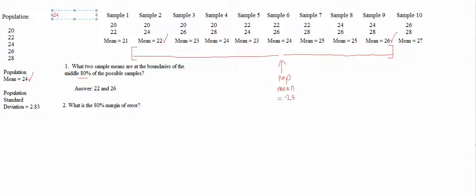24 minus 22 equals 2. Looks like 2 actually is the margin of error. All this 2 really means is that the distance from 24 to 22 is 2. It's just the distance from the population mean to the lower boundary of the middle 80%. It's also the distance from the population mean of 24 to the upper boundary, which was at 26.